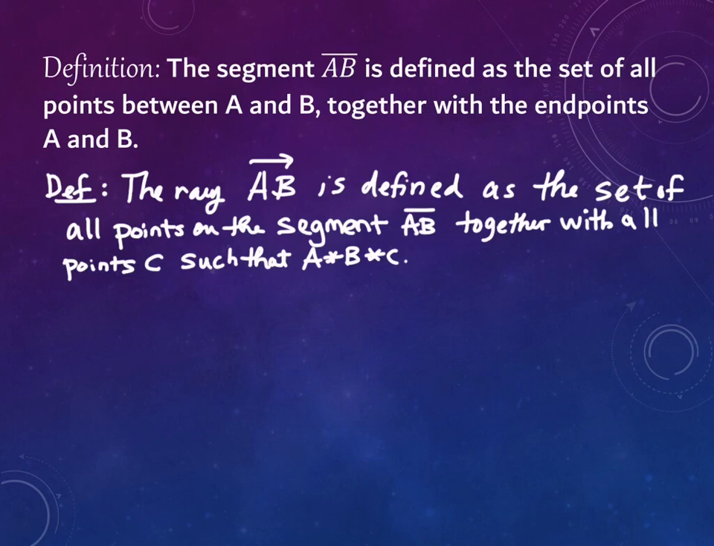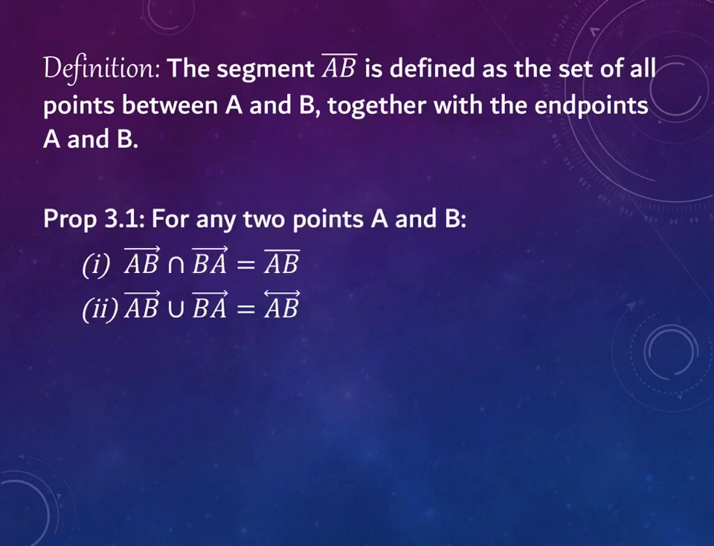Okay, so we've had lines for quite some time now. Now we have segments and we have rays. We didn't have those before. And we're going to talk about some propositions of what happens when we combine rays and segments together. And that's our first proposition. So proposition 3.1 says, for any two points A and B, the intersection of ray AB and ray BA is the segment AB, and the union of those two rays is the full line.